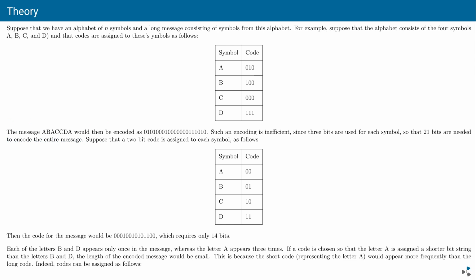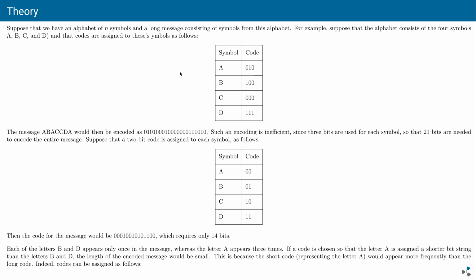Now, suppose we have an alphabet of n symbols and we construct a long message from this alphabet. Our objective would be to minimize the length of this message. So suppose we have A, B, C, D, and the codes for those symbols are 000, 001, 010, 011. Now, if we encode ABACCDA, it would be a 21-bit length string.